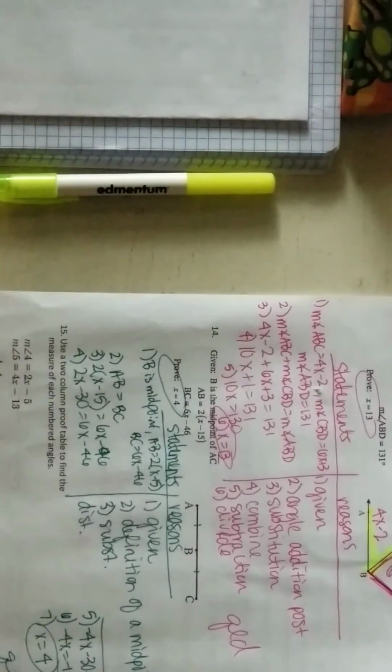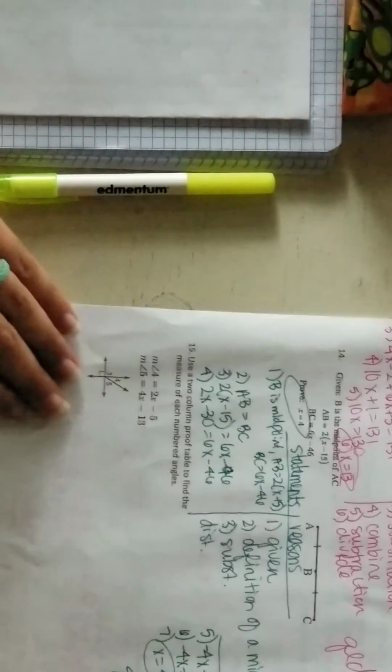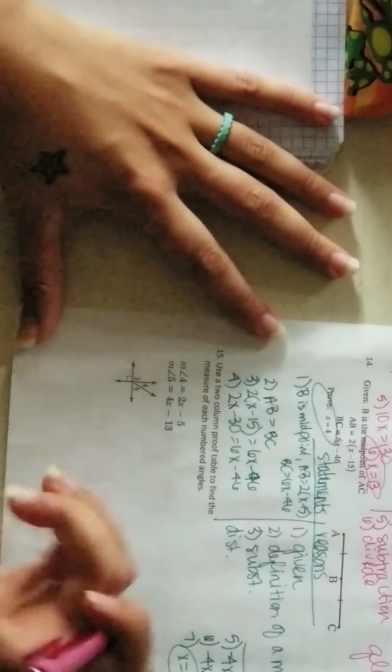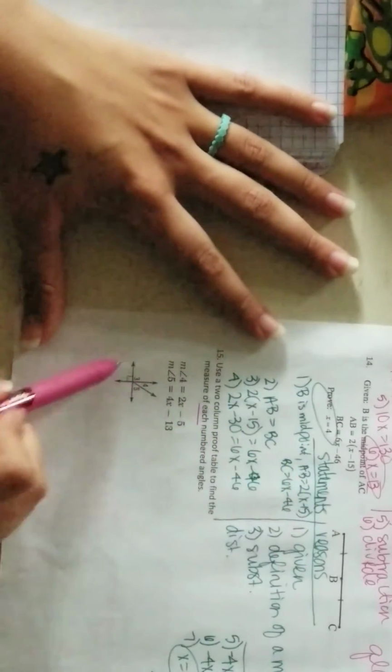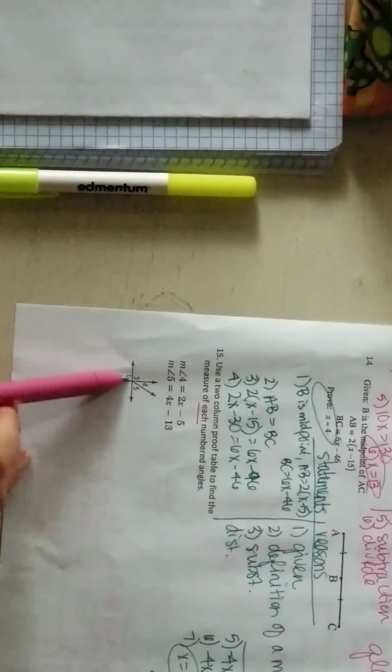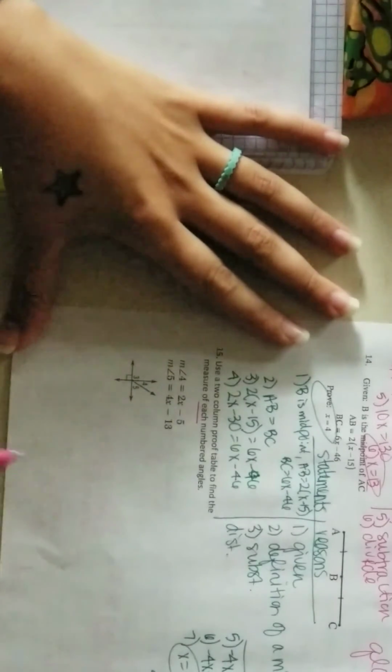Now, the very last proof that we're going to do is one where it asks us to find the measure of each numbered angle. That means that we need to find the measure of angle 3, 4, and 5. Now, what do we know from looking at this picture? We know that they intersected at a 90-degree angle, which means that these lines are perpendicular. This box right here means 90.